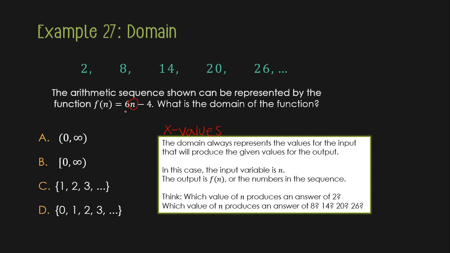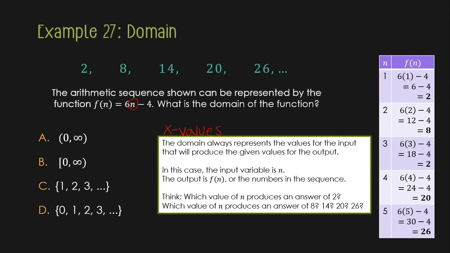So we want to think, which value of n produces an answer of 2? What number would I have to plug in for n to get to 2? Which value of n produces an answer of 8? Which value of n produces an answer of 14, of 20, of 26? If you think about it in terms of a table, I have one over here.